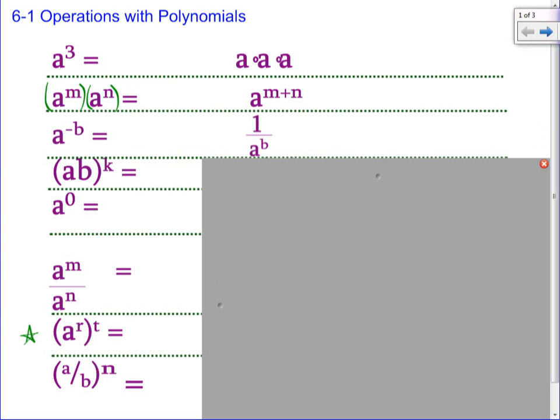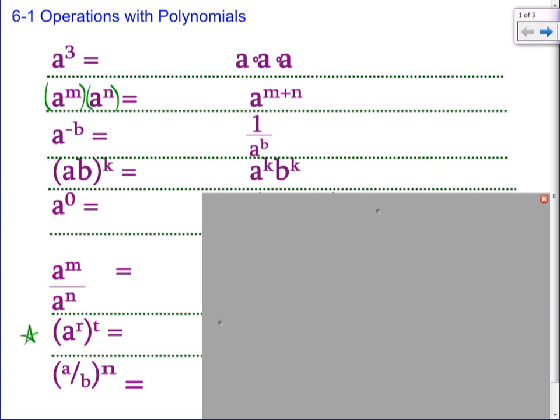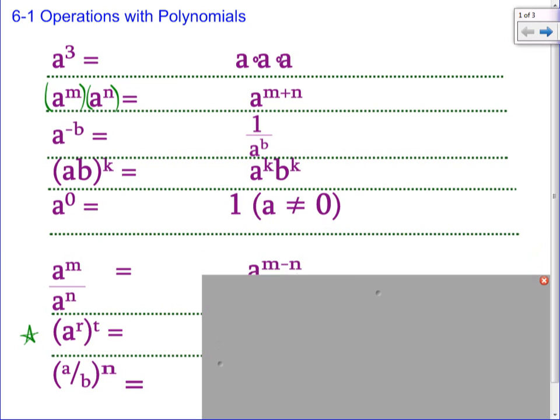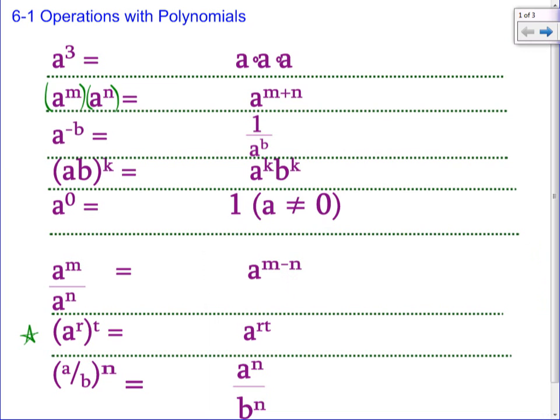Anytime you have parentheses, you need to raise everything in the parentheses to that power. Anything to the 0 power is 1. When you're dividing, you're subtracting the exponents. And then these two are, this one I already talked about, and then this last one, if you have parentheses, just make sure everything gets raised to that power. So we're going to use these rules right here to simplify a bunch of polynomials.